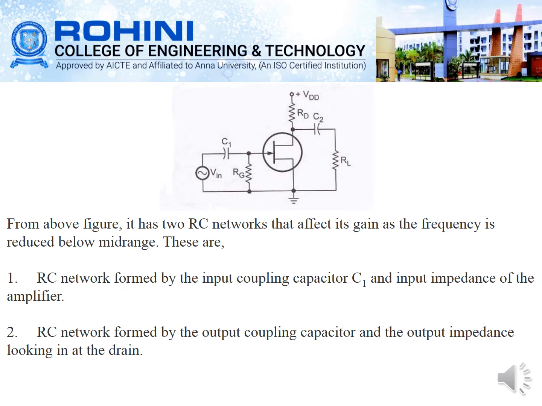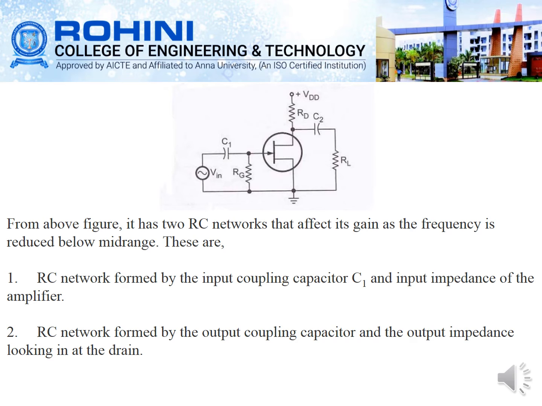Whenever there is a reduction in the frequency, the gain gets affected, and this happens below the mid range. If the frequency is reduced, it affects the gain, which causes the cutoff frequency. In the mid range only, the gain stays unaffected.